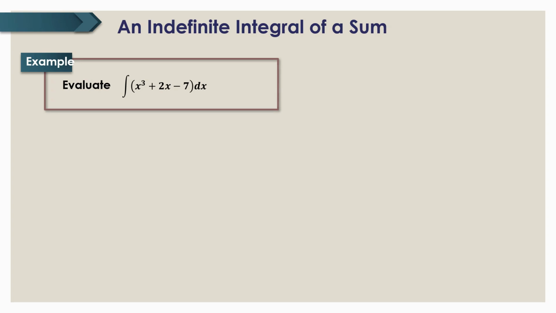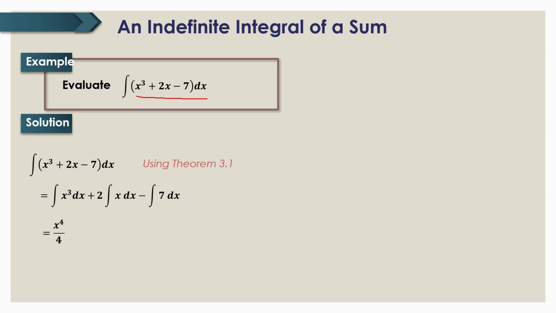Here we go. Since you have three terms in this particular function, first let us split it: x cube separately, 2x separately, negative 7 separately. Once you split, let's apply the power rule. What does the power rule say? Add 1 to the power and divide by the same power. That's how you get x power 4 over 4. Then you have plus 2 times the integral of x dx. Yes, you are right: x square by 2.